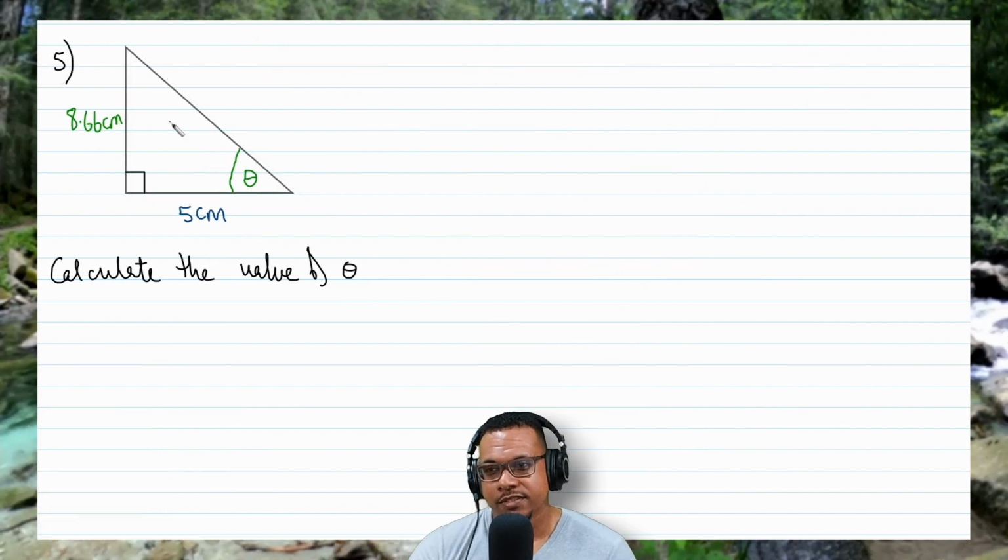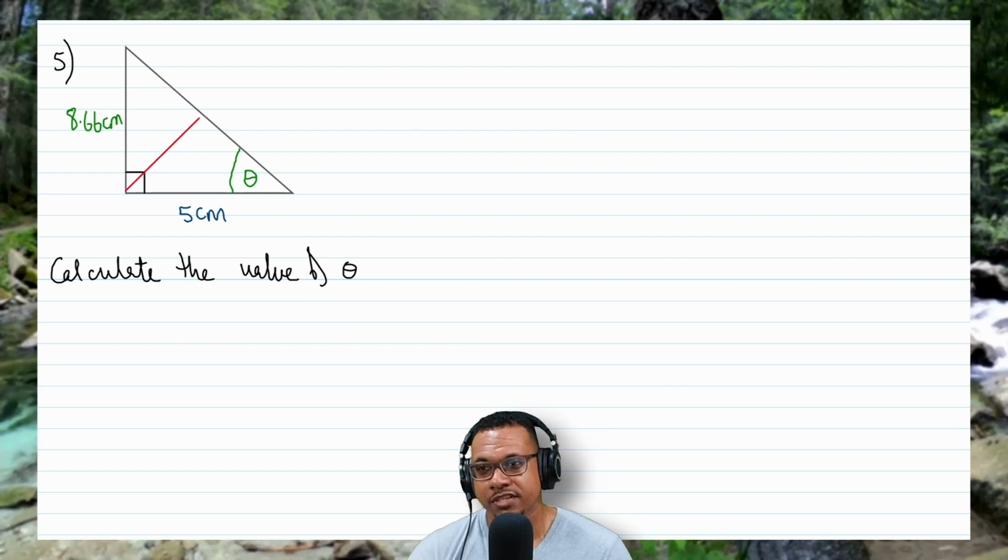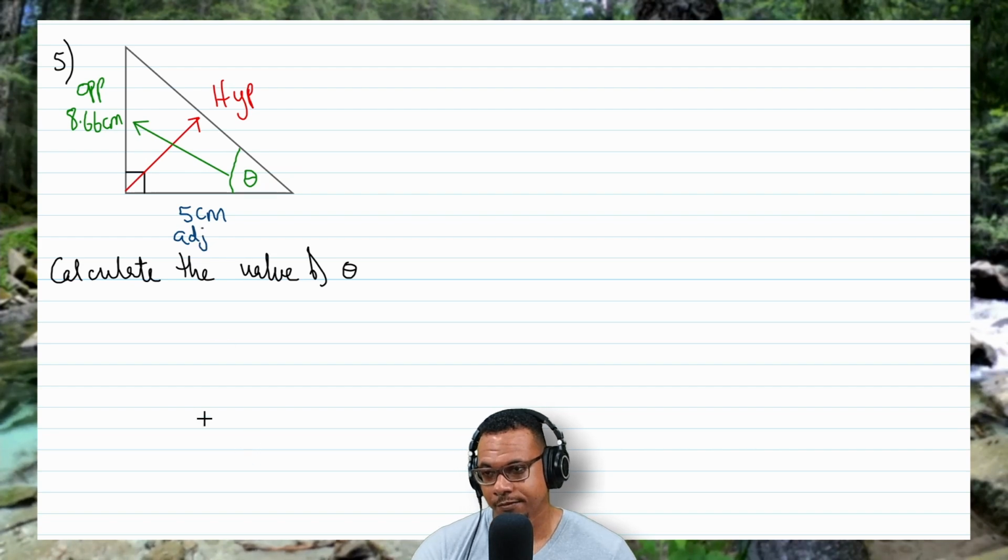All right, so moving on to question 5, we're going to calculate the value of theta again. This time we have 5 centimeters down here and 8.66 centimeters here. It's a right angle triangle, so we're going to use our trig ratios. So we know the side opposite the right angle would be our hypotenuse. Hypotenuse is also the longest side on the right angle triangle. The side opposite the angle that we want to find, or the angle that's given, is the opposite side. So this 8.66 is our opposite side. And the next side would be our adjacent side. So 5 centimeters is our adjacent side.